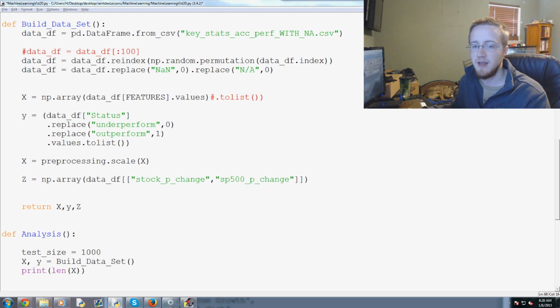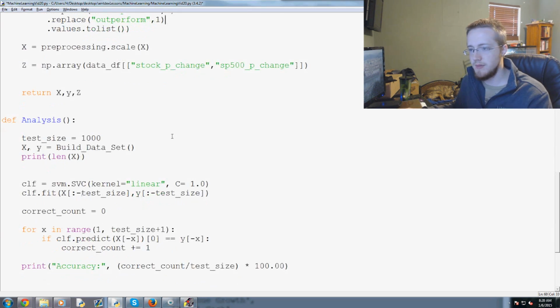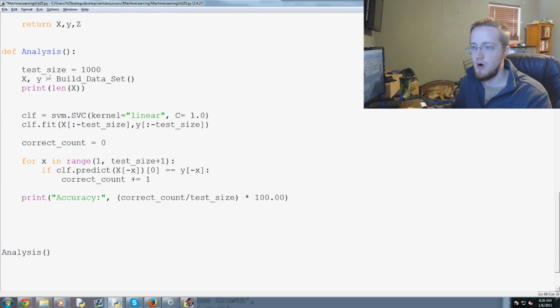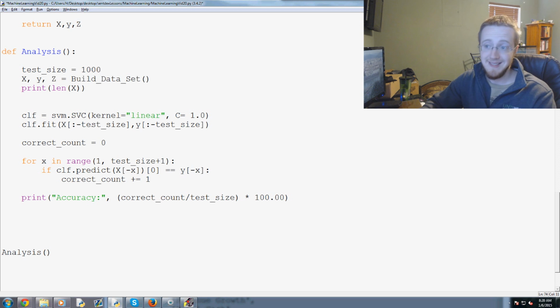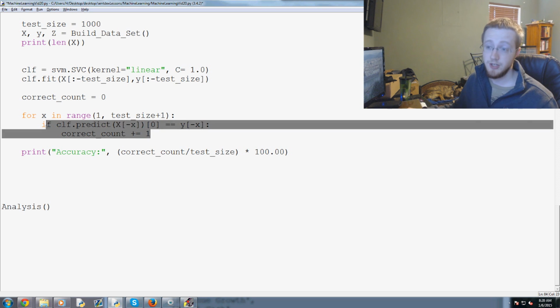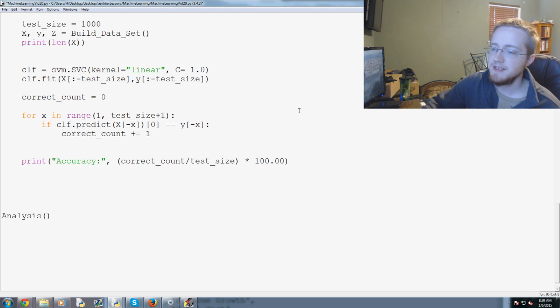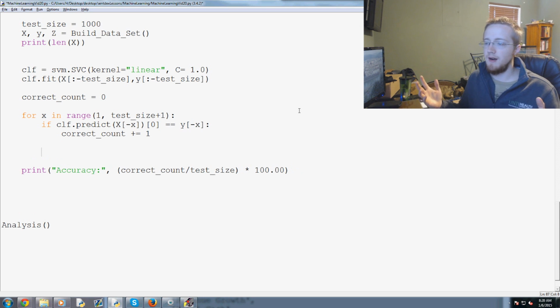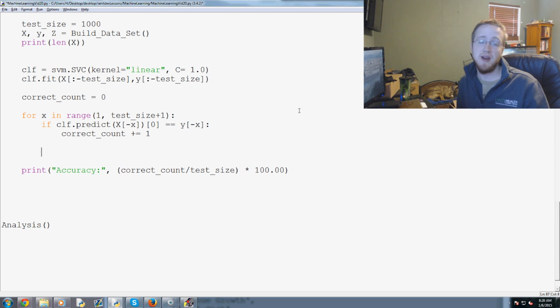So we now need to unpack all of this data. We come down to our analysis where we call x, y, and now we're going to call z. And that's that there. Now what we want to do is, for x in range here, first we ask if clf.predict is the case where this is our correct prediction, so our accuracy calculation. Cool. Now we need another if statement, and this statement is going to be if it's a 1. If the stock value is a 1, i.e. we are predicting outperformance, then we want to make an investment.